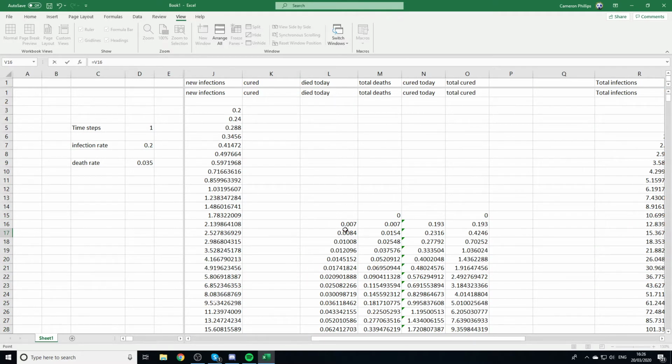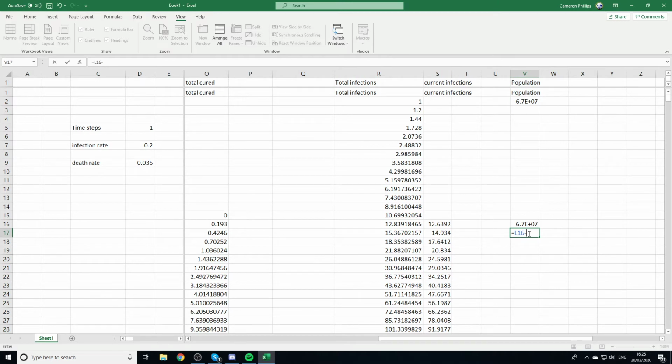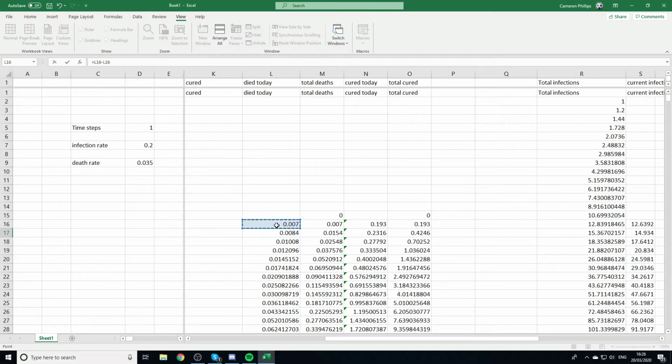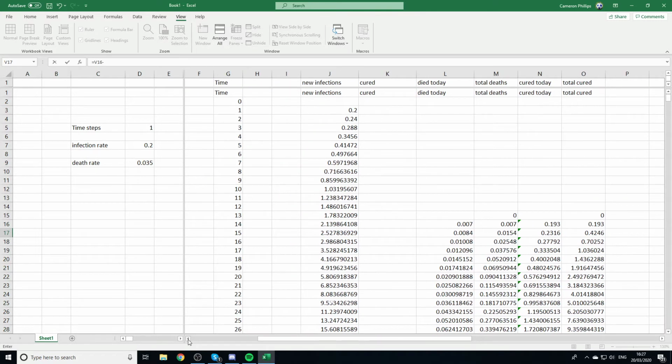How many people died today? Well, that amount. So we need to take that off. So equals that, take away that. Has that worked? Equals that. No. Let's try it again. Equals the figure above, take away how many died today, which I think is L17, that one there.